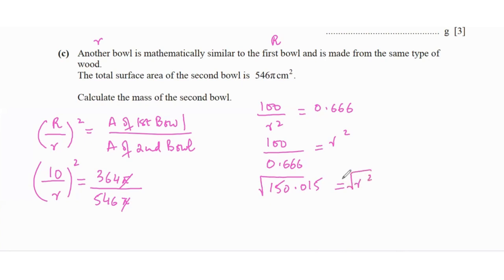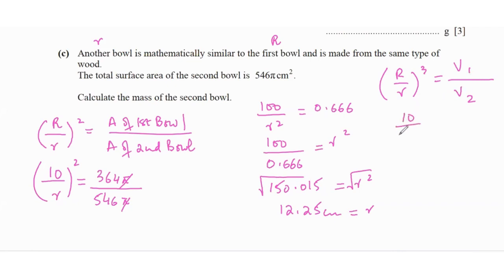So that's going to give us 12.25 centimeters as the value of your radius of the second bowl. Equation for the volume: capital R over R whole cube now is going to be volume of the first bowl divided by volume of the second bowl. When it's the surface area, you square the ratio of the lengths. When it's volume, you cube the ratio of lengths.